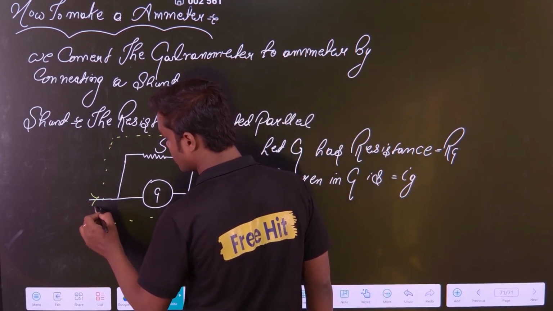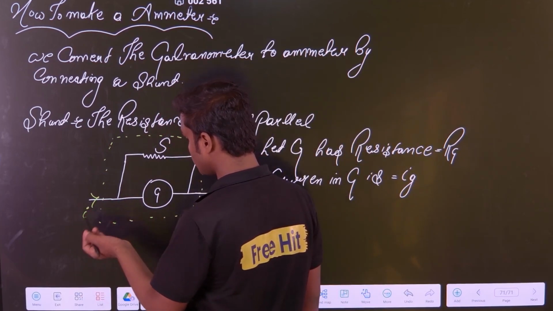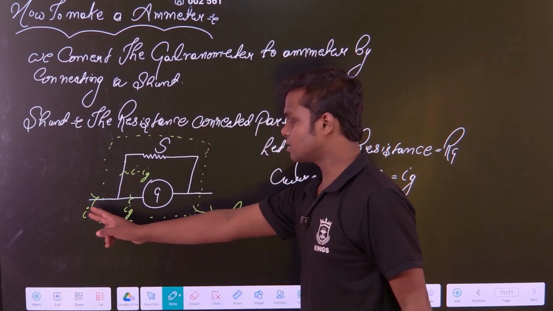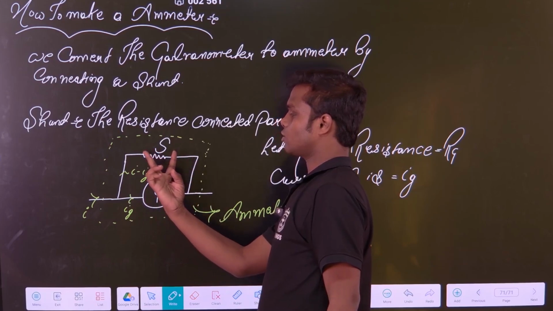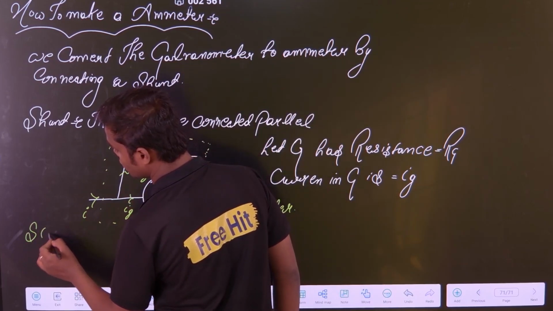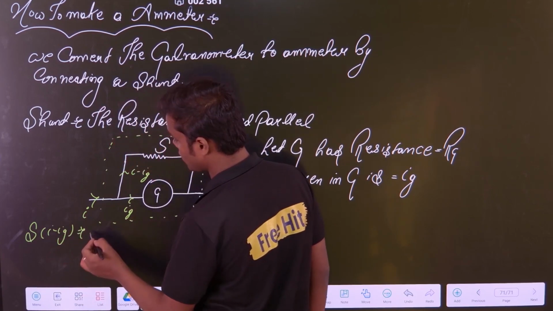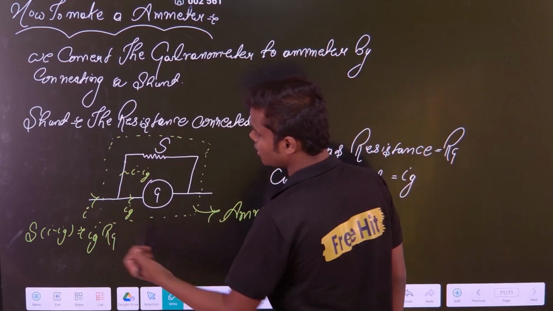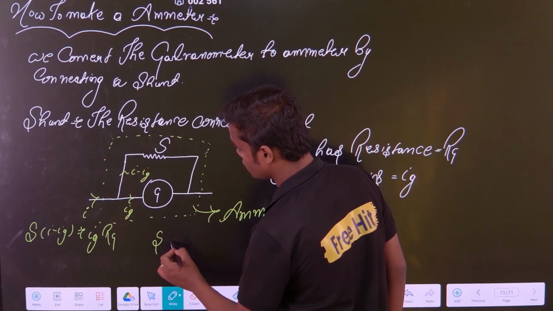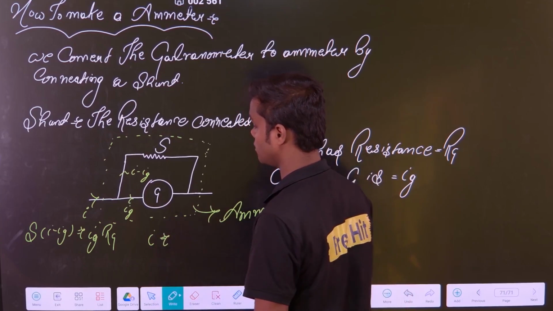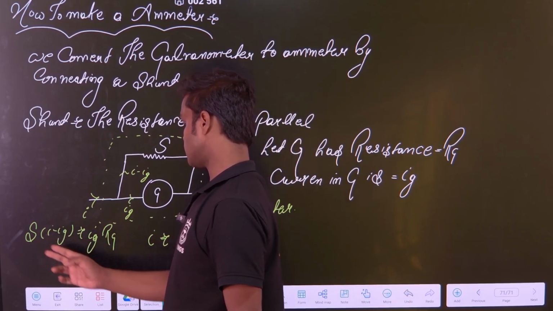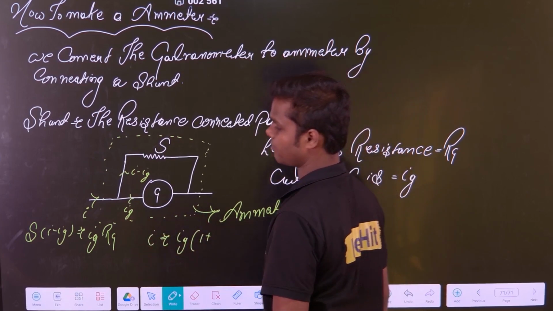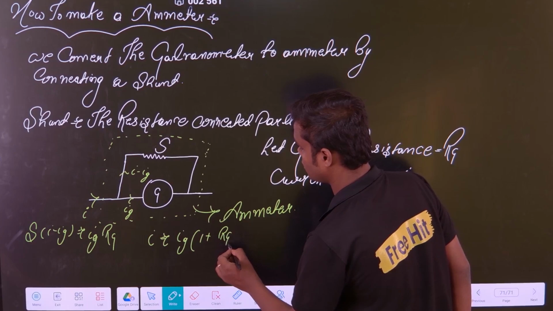So suppose current I is coming and I want to measure this current I. There will be a small current Ig going here, and here the current will be I minus Ig, correct? The voltage drop across this is equal to the voltage drop across this. That is S into (I minus Ig) is equal to Ig into Rg, where Rg is the resistance of the galvanometer. Now from here, can I calculate my I value? Yes. I will be Ig into (1 plus Rg by S).